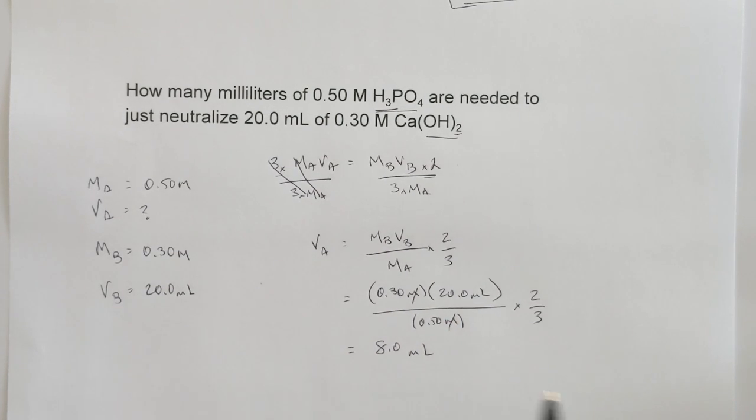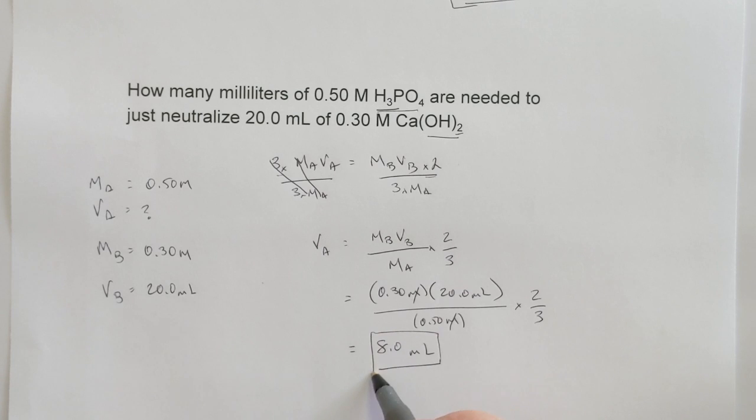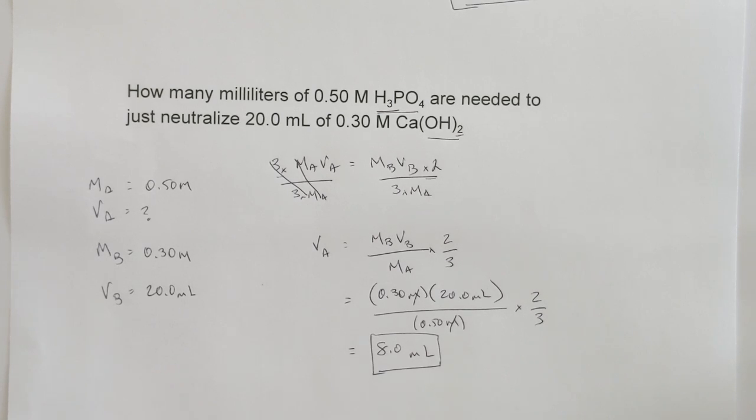Again, similar to the 20 milliliters we had of the base, but the acid was more concentrated and had a higher number or ratio of ions, so we needed a lower volume to neutralize it. And there you have it. Titration problems worked out. Good luck, and hope that helps.